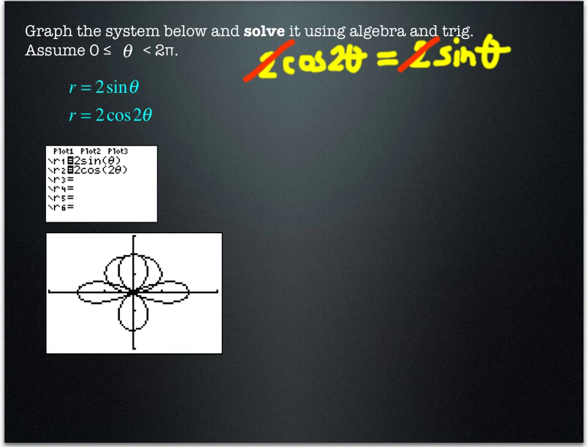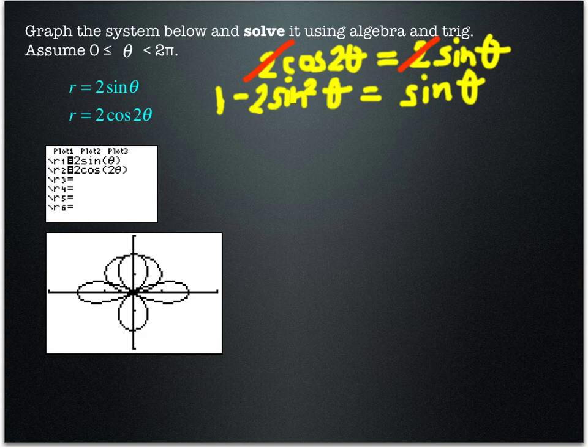Now, I have a cosine and a sine. We like to get the same function if possible. So I'm going to make a little substitution here, and this is one of those double angle ones. You might remember that the cosine had 3 different formulas for that. So here's what it is. One of them is 1 minus 2 sine squared theta equals cosine of 2 theta. So I'm going to do that.